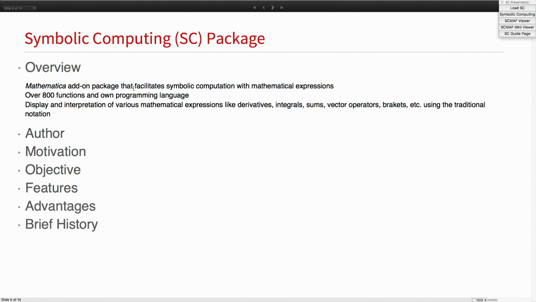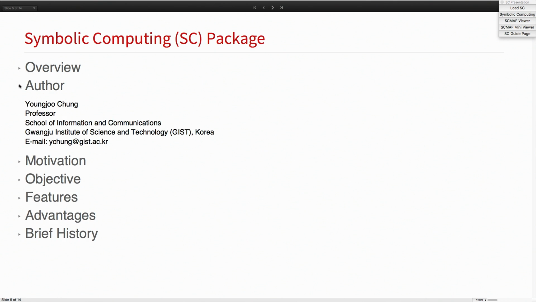It has over 800 functions, and it has its own programming kind of language. It is used for display and interpretation of various mathematical expressions, like derivatives, integrals, sums, vector operators, brackets, etc., using the traditional notation. All these quantities are displayed using the traditional notation, but it is still in the standard form. The package has its own code for interpretation and display of these quantities. It was written by me.